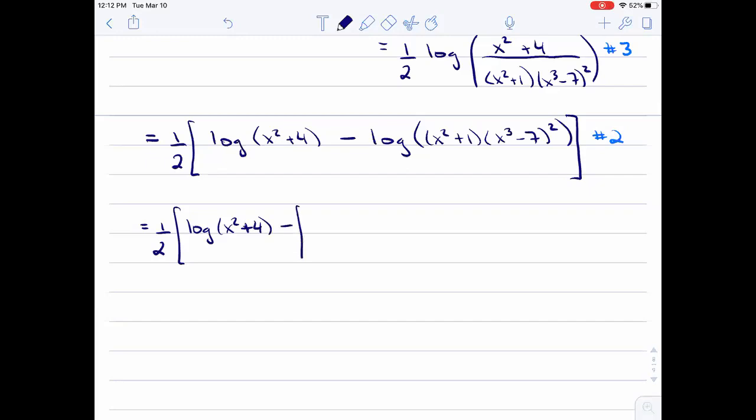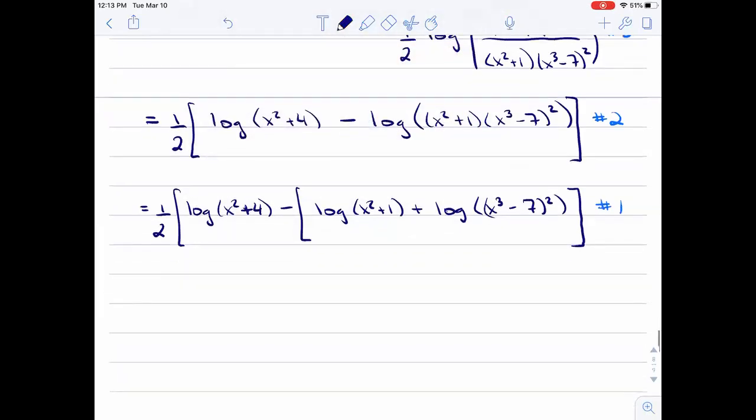Minus, and then what I'm going to do again is put square brackets just to remind myself that that minus is on the outside of everything I'm about to do, right? Because what I'm going to get is the log of x squared plus 1 plus, and I'll do it in 2 steps, the log of x to the 3 minus 7 squared. This is law number 1. If I'm multiplying inside the logs, then I can add them if I break them up.